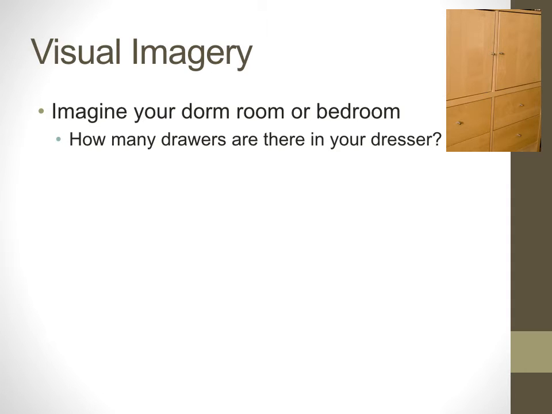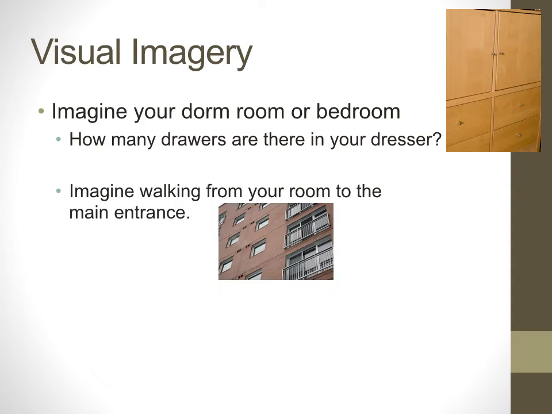So to start out as an experiment, I want you to imagine your dorm room or your bedroom, and I want you to think about how many drawers are in your dresser. So once you have a good picture of that, I now want you to imagine walking from your room to the main entrance of your building. It's almost like what we call a cognitive map, where you're trying to figure out how to get from point A to point B.